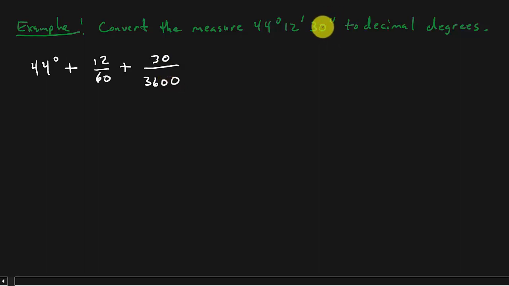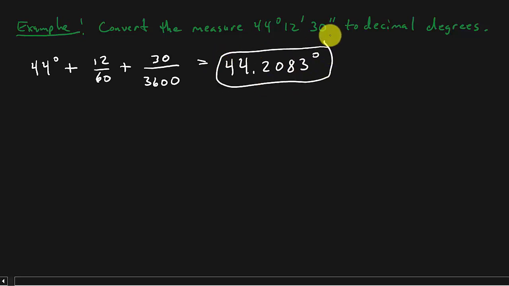Okay, because look, this is all we're doing. We've got 30 seconds, and right now I can't remember if I said 30 minutes earlier. If I did, I meant seconds. Okay, we've got 30 seconds. So think about this: to go from seconds to minutes, we've got to divide by 60, and that puts it in minutes. And then to go to degrees, we divide by 60 again. So what are we doing? We're dividing by 60 twice. 60 times 60 is 3,600. And then when you put all this into your calculator, you end up with 44.2083 degrees. And there's your answer.